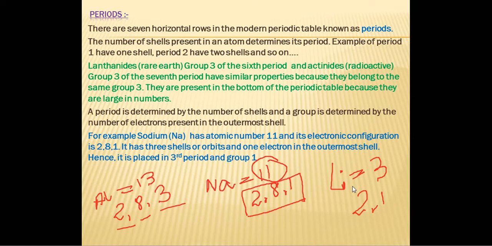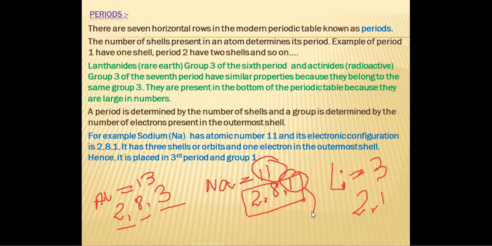It will be present in the second period. So the number of shells will determine the period, and the group is determined by the number of electrons present in the outermost shell. For example, in case of sodium, when we write the electronic configuration 2, 8, 1, how many electrons are present in the outermost shell? Only 1 electron is present in the outermost shell.